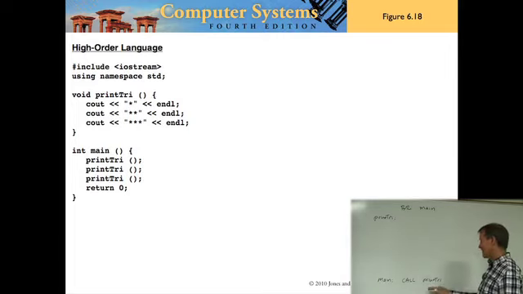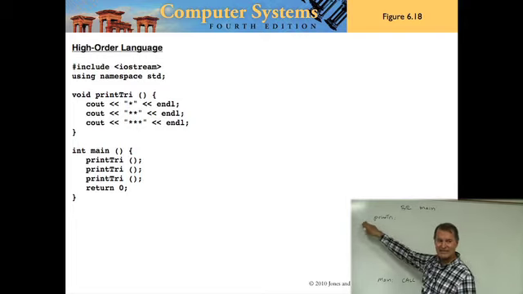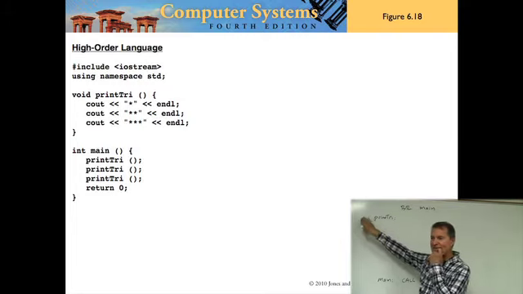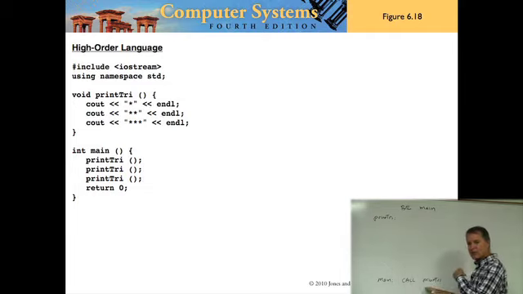What is print try? Print try is the symbol. What is the definition of a symbol? The value of a symbol is the address of where the code is. So if we say call print try, then the operand will go into the program counter, and furthermore, the next one will be here.